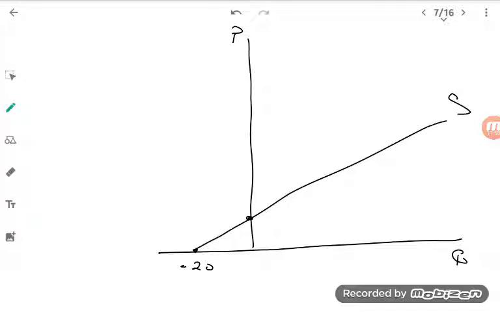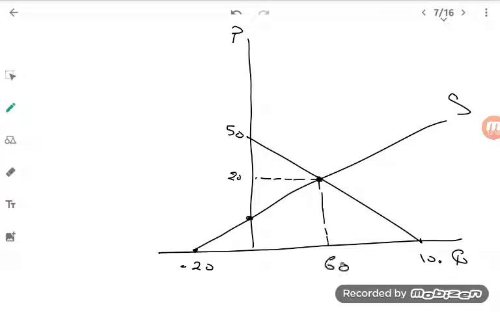And with respect to demand, it's 100. Also, you can find the point of interest with P from the inverse demand function. It will be 50. And this is the equilibrium point at 20 and 60.